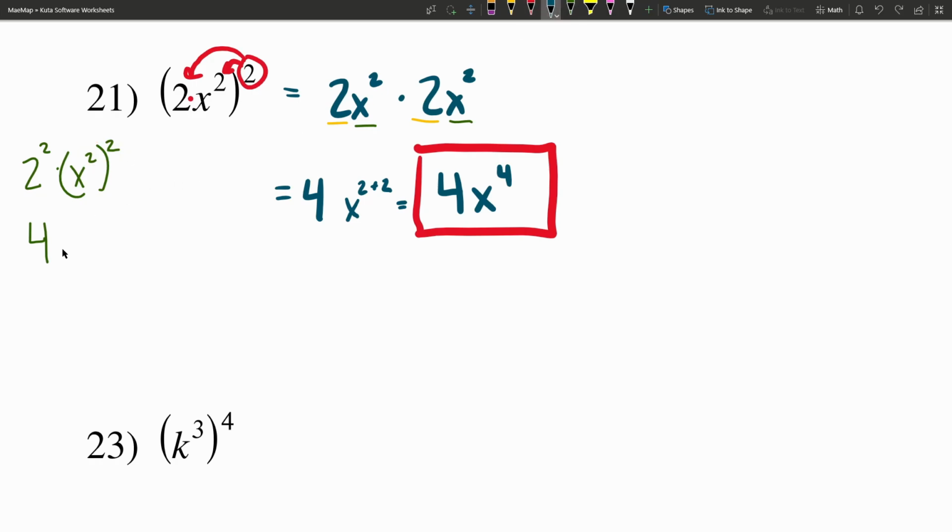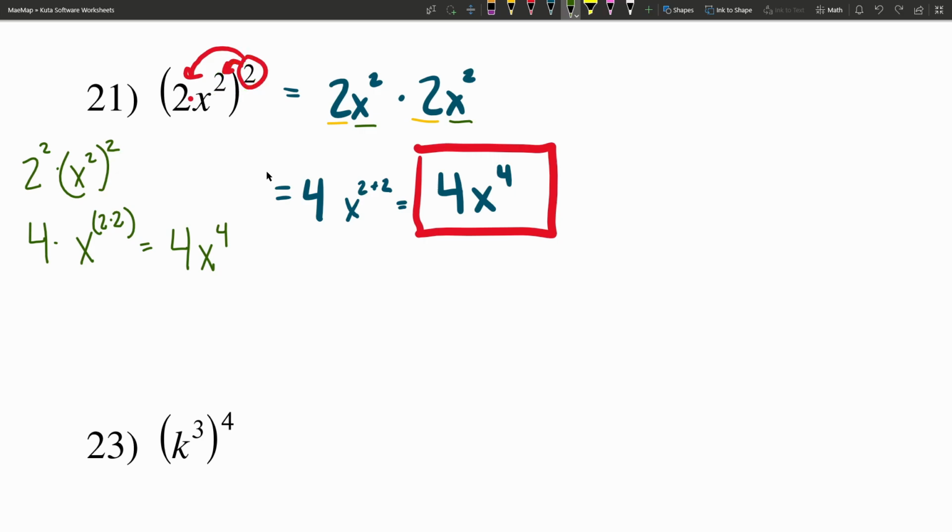So then that would become our 4, which we've already calculated, times x to the 2 times 2, which becomes x to the 2 times 2, x to the fourth, so that's 4x to the fourth. So again, when we have an exponent outside of parentheses, we're taking a term and raising it to another exponent. When it already has an exponent, those get multiplied together.